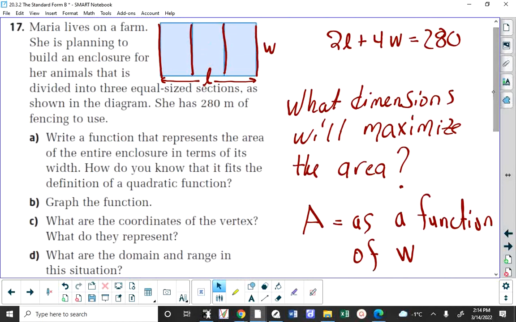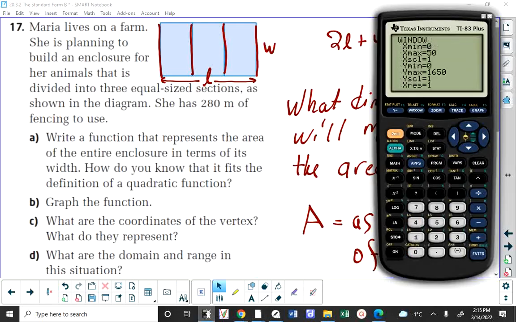If we have 280 meters of fencing, could you use 30 meters for the width? You could. Could you use 280 meters for the width? No. All that's telling me is I know that it's somewhere between nothing and 280. I mean, you can't use 280, but I'm going that far anyway.